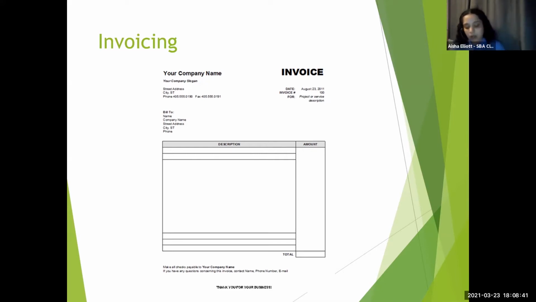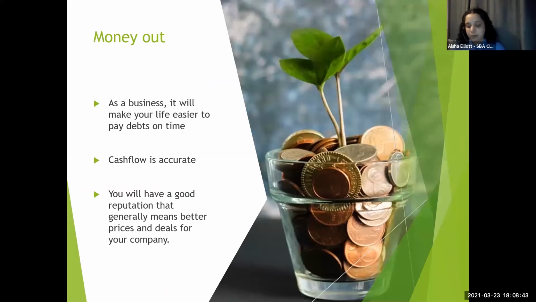And we now turn our attention to what we call money out. So we want to have as much money as possible coming in, but as a business, it's much easier when you pay money out on time where it is due. This makes sure that your cash flow is accurate and that you'll have a good reputation for making payment. So this means that you should be able to get better prices and deals from your suppliers.